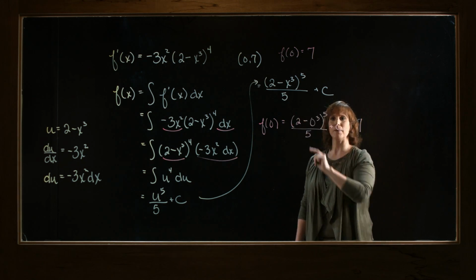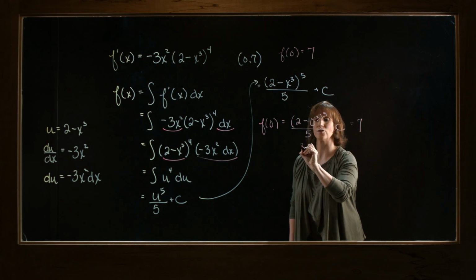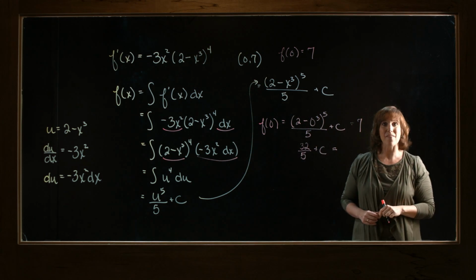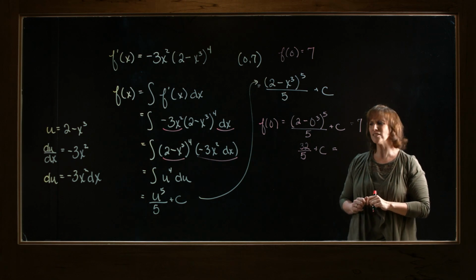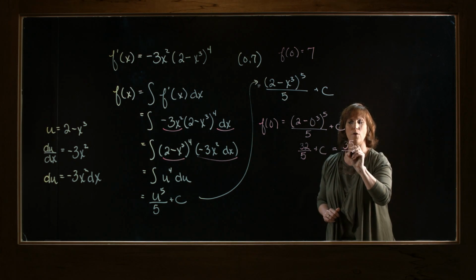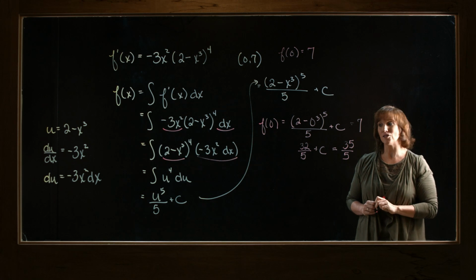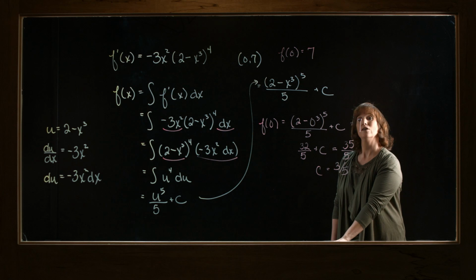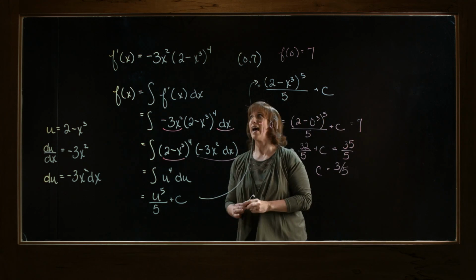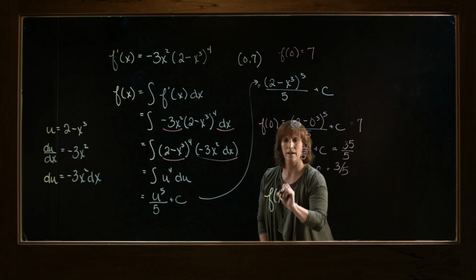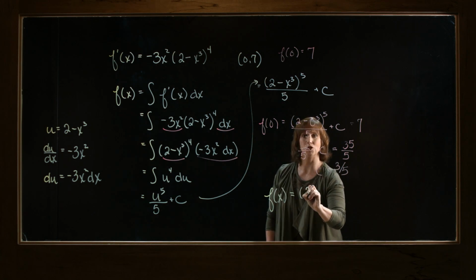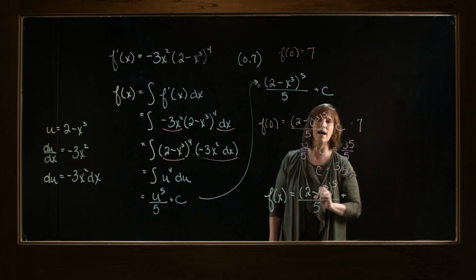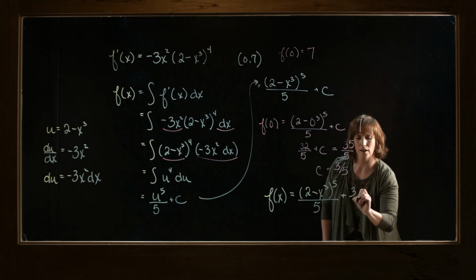So when I evaluate this piece, I'm going to have 2 to the fifth power, that's 32, all over 5, plus a constant equals 7. Well, because that denominator is 5, let's write 7 as 35 over 5. This makes it easier to solve for c. c then will be 3/5. So now I can put it all together and say that my function is the quantity 2 minus x cubed to the fifth power all over 5 plus my constant of integration, 3/5.